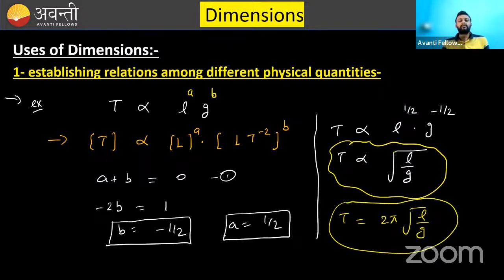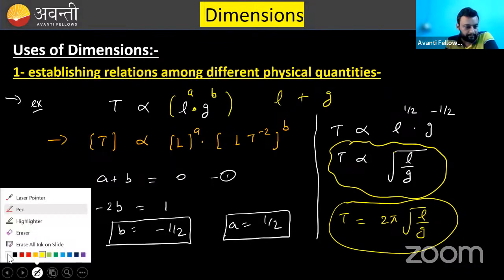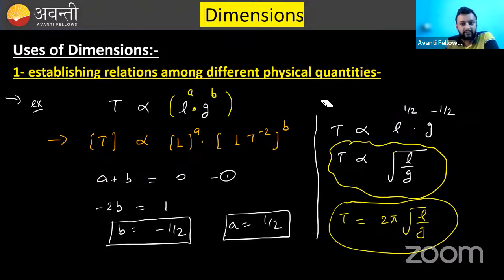So the procedure should be very clear to you whenever there is a relation. Now, the key point is that the relation among the physical quantities must be of product type. If the relation is of addition or subtraction type, then it's not possible to establish the relation among them. So one thing to be clear, the relation among the quantities should be of product type, not of addition or subtraction type. Clear? Next thing, we cannot determine the constant, that is 2 pi here. We cannot determine these constants. So this is one of the uses of dimensions to establish the relation among quantities.